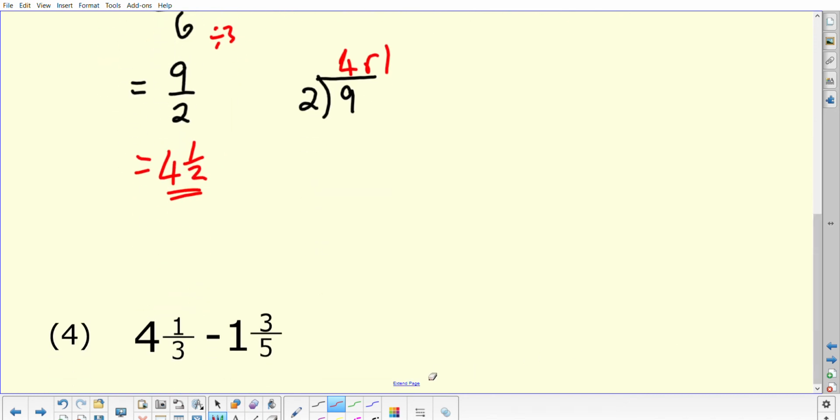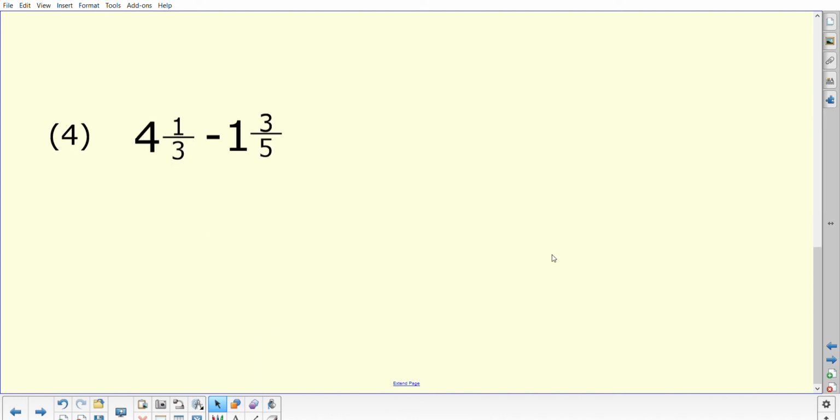So in that example, we only had to change one of the fractions. In this next one, you'll see that we will need to change both fractions. So still begin the same way. We need to get them into their top-heavy form. 4 times 3 is 12 and 1, 13 over 3. 1 times 5 is 5, add on 3 gives you 8 over 5.